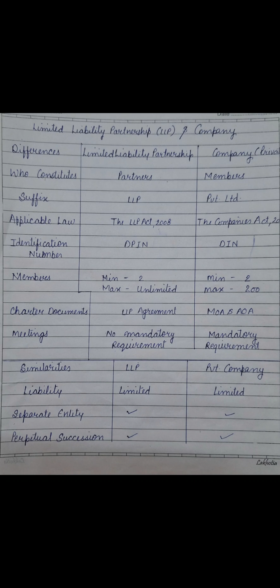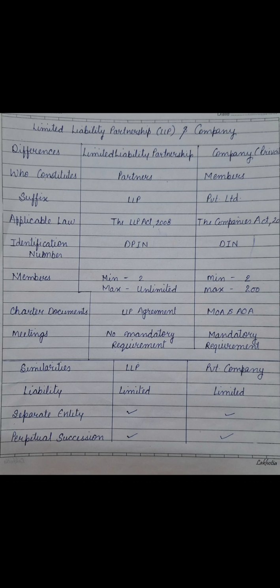Now, if we talk about the applicable act, then in case of limited liability partnership, the LLP Act 2008 governs the formation and all the provisions related to LLP, whereas a company form of organization is governed by the Companies Act 2013. Now, in case of LLP, the partners who constitute the LLP have to necessarily obtain a designated partner identification number, which is known as DPIN. Whereas in case of a company, the directors of the company are required to obtain a director identification number. This is the main difference between LLP and a company. Then we move on to the members. In the case of LLP, minimum 2 partners are required to form an LLP. However, a maximum limit is not prescribed under the Act. Whereas in case of a company, minimum 2 persons are required to form a company and the maximum can be 200 in case of a private limited company.